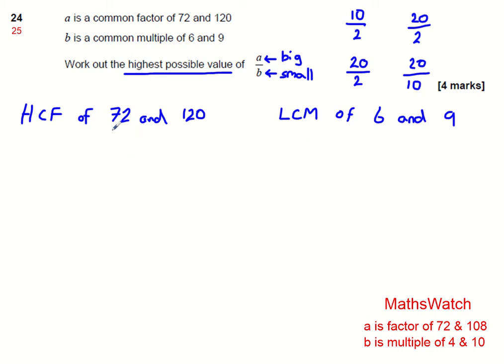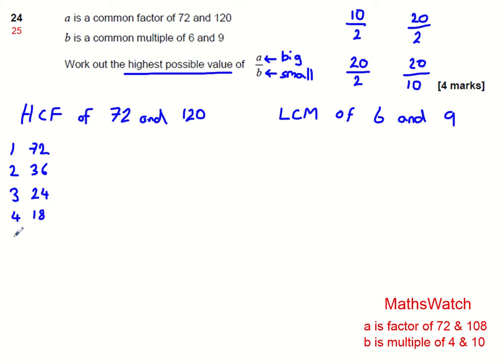So for 72, we can write down pairs of numbers that multiply to give 72. So we've got 1 pairs with 72. 2 would pair with 36, because 2 times 36 is 72. 3 times 24. 4 times 18.